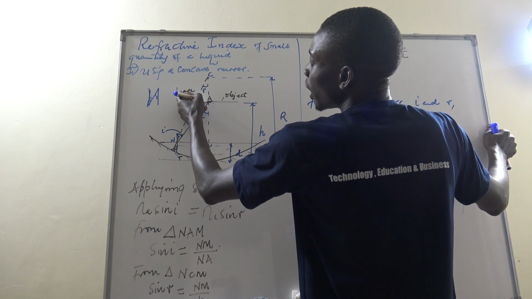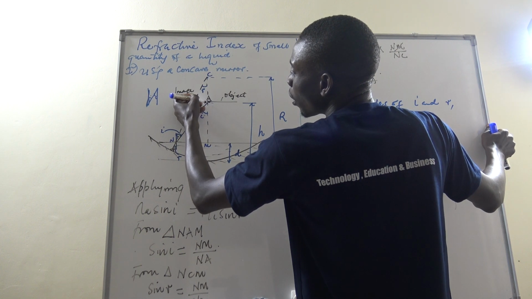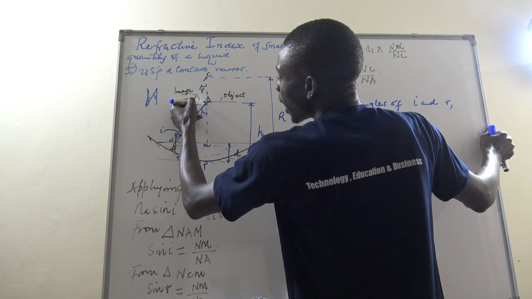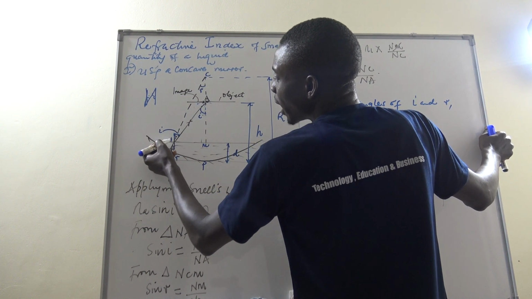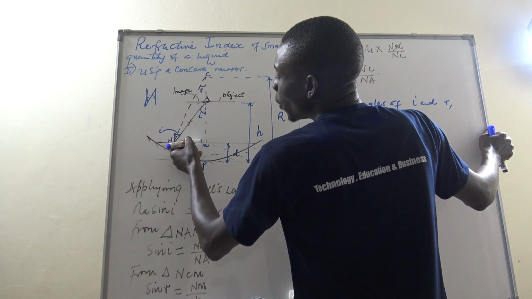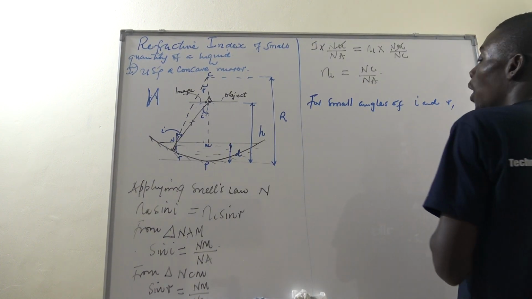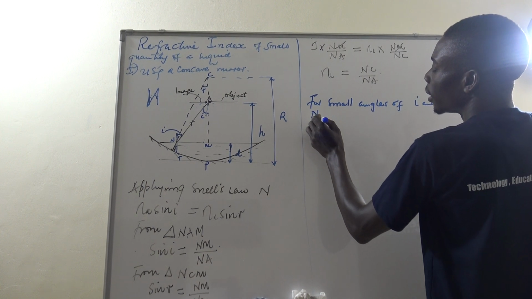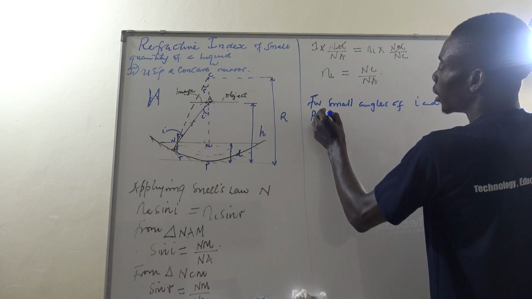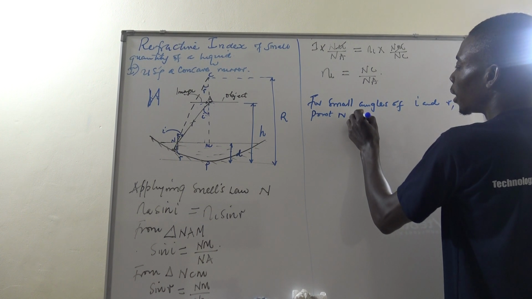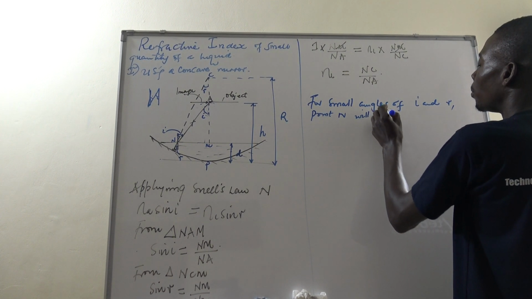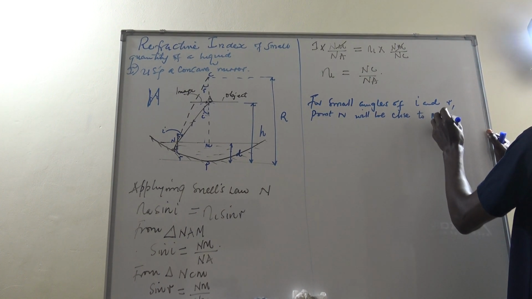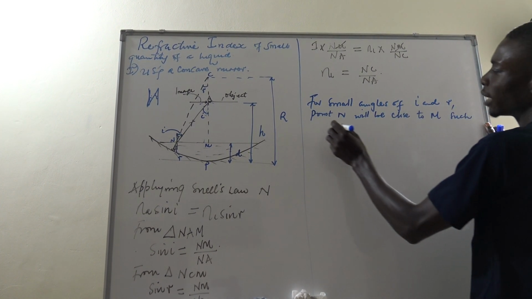If this angle is reduced to a very small angle, like imagine we make I an angle which is maybe just here, you realize that this point N will now be very close to M. We shall say that any point N will be close to M.